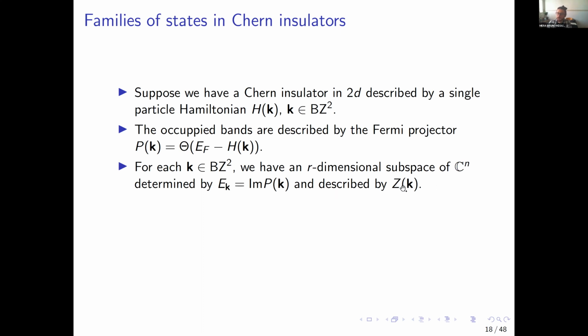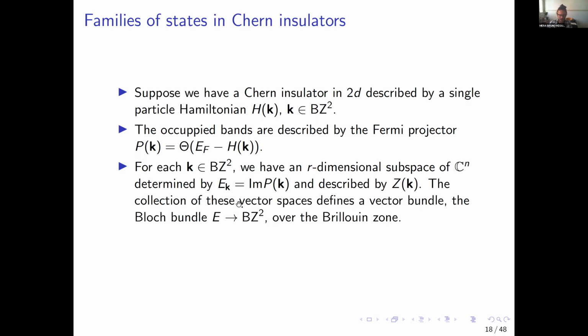And it can be described, as before in the example I gave of the Fermi family, by a complex (n minus r) times r matrix Z. The collection of these vector spaces defines a vector bundle over the Brillouin zone, which people usually refer to as the Bloch bundle. So it's the occupied Bloch bundle.